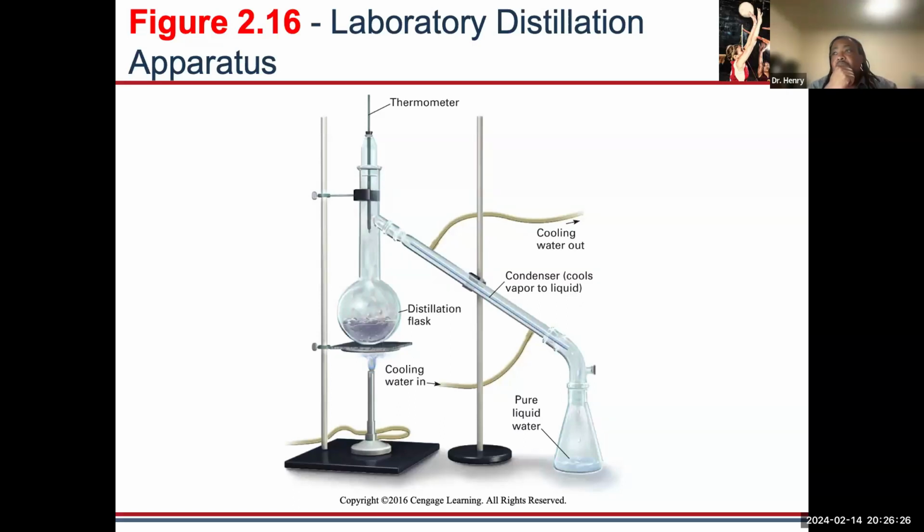And then what happens, the steam goes through this column here, and this is called a condenser. So we run cold water in here and cold water out of here. And then it runs around the tube so that all of the gas is able to cool down and become liquid. So we're going from the gaseous phase to a liquid phase. And so then we're able to collect the pure liquid on the outside in the beaker. I mean, in the flask here.